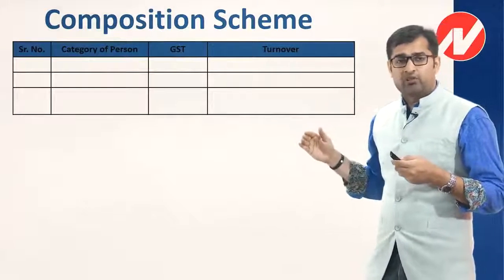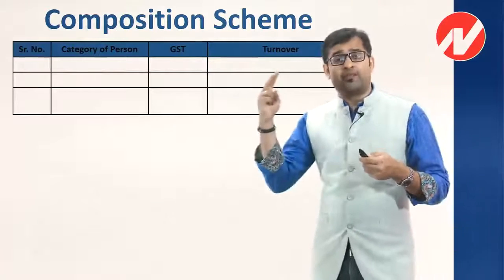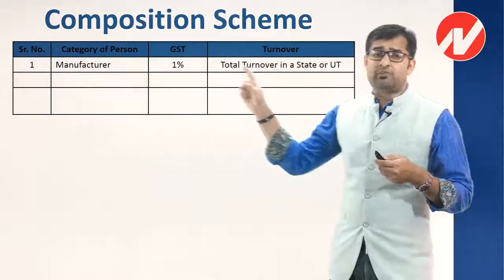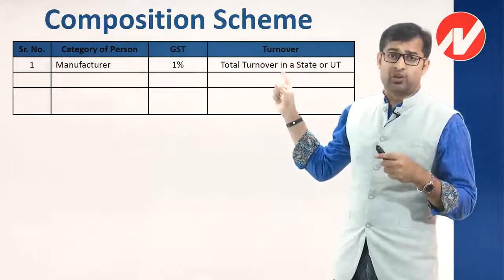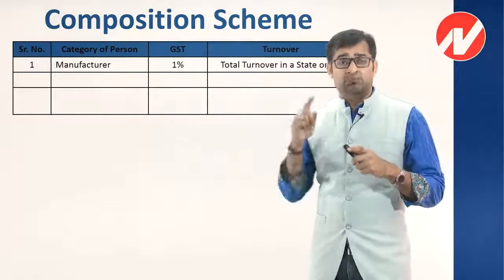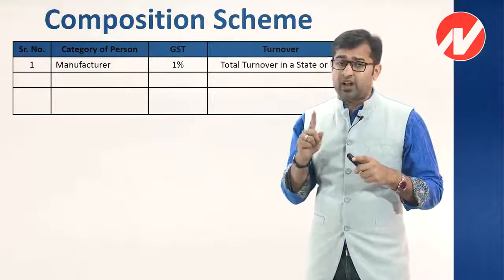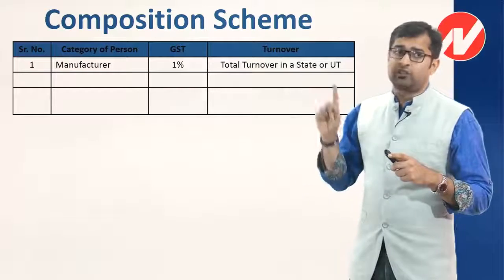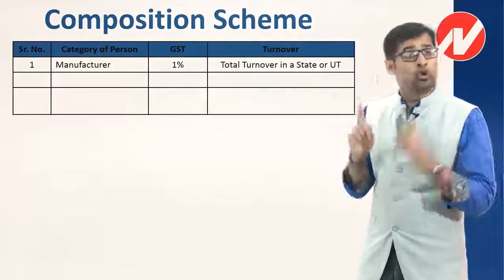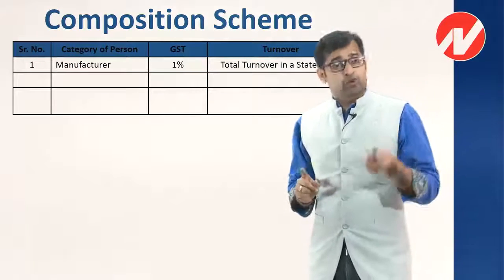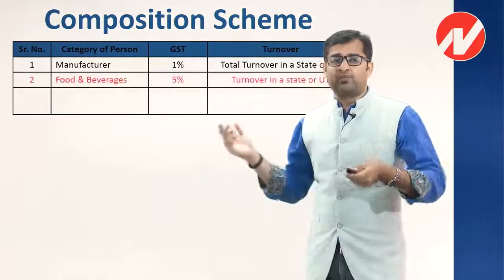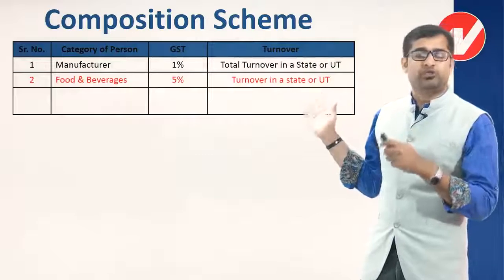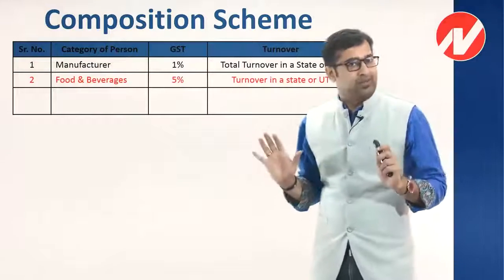So manufacturer को बोला गया कि you don't have to pay now 2%, rather you have to pay 1% only. But that 1% you have to pay of total turnover in a state or a union territory, meaning thereby आपको 1% भरना है, but आपको total turnover का भरना है और total turnover will include taxable turnover as well as exempt turnover. आपको दोनों काउंट करने पड़ेंगे. फूड एंड बेवरेज सर्विस प्रोवाइडर के लिए प्राइमा फेसी कोई बेनिफिट ही नहीं है, बिकॉज यू हैव टू पे 5% ऑफ द टर्नओवर इन अ स्टेट और अ यूनियन टेरिटरी. सो आपको टोटल का ही भरना पड़ेगा.